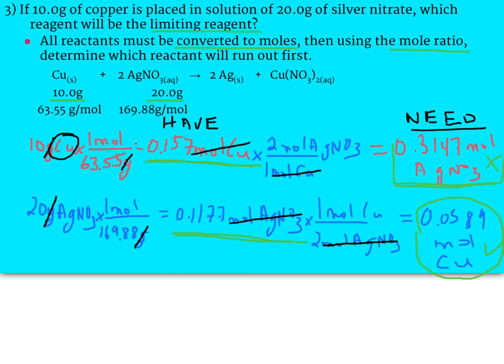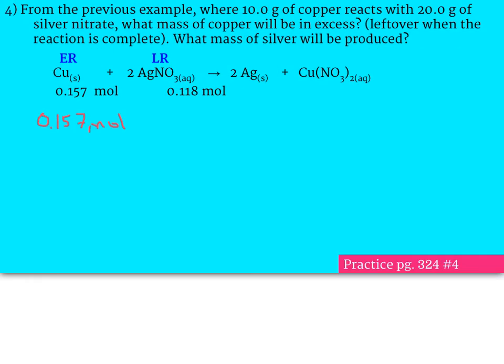So over here on my copper, I have enough, I have extra. So that's my excess, and my silver nitrate is going to be my limiting. What that means is my silver nitrate will be running out first. This is a continuation of the last question.